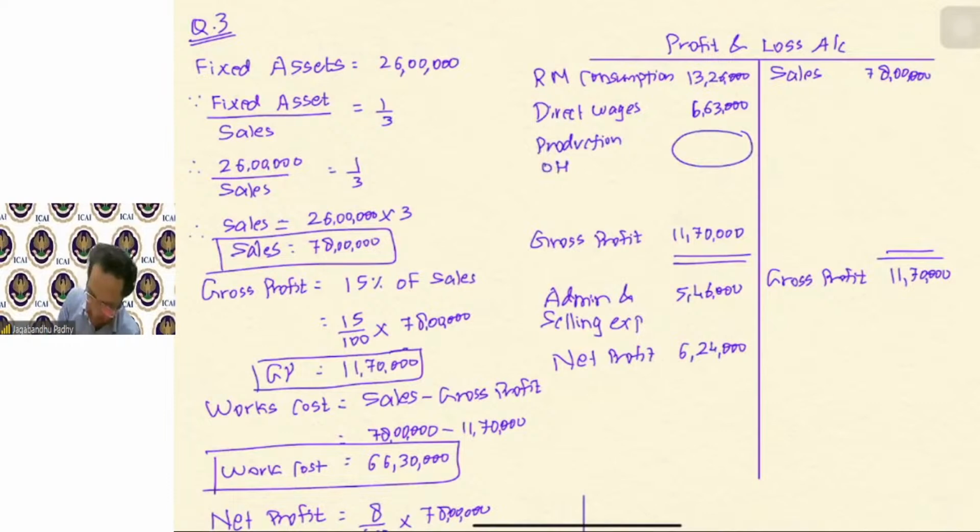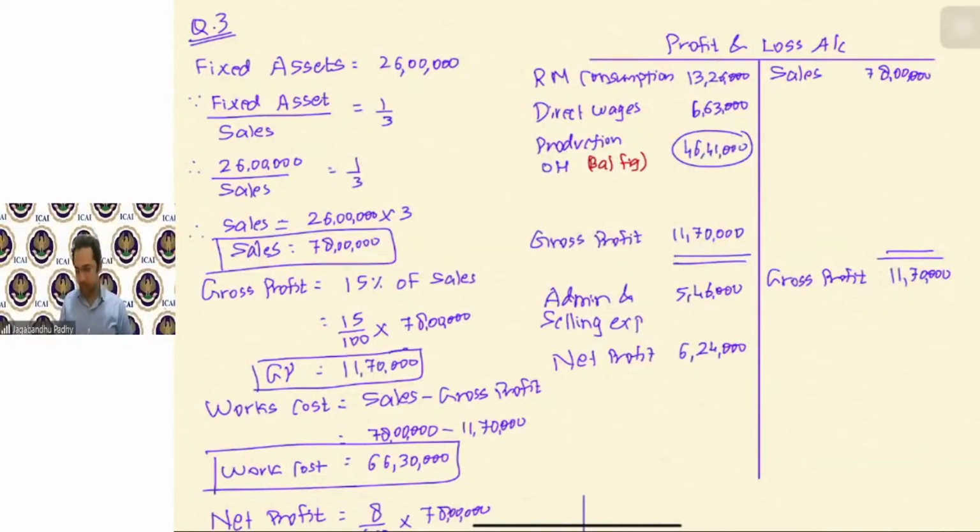And this is going to be a balancing figure. Okay. So what is that balancing figure working out to be? 11 lakh 70 minus 78 minus 11 lakh minus 663 minus 1326. That is 14 lakh 46 lakh 41.